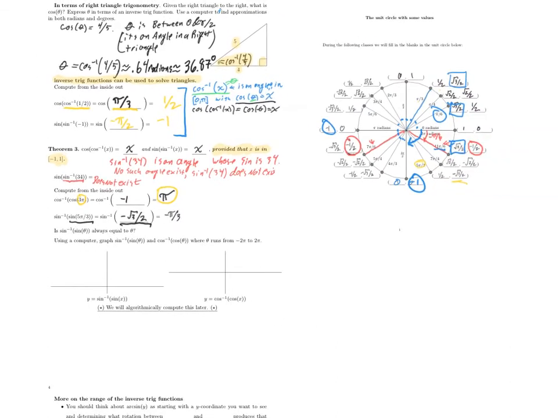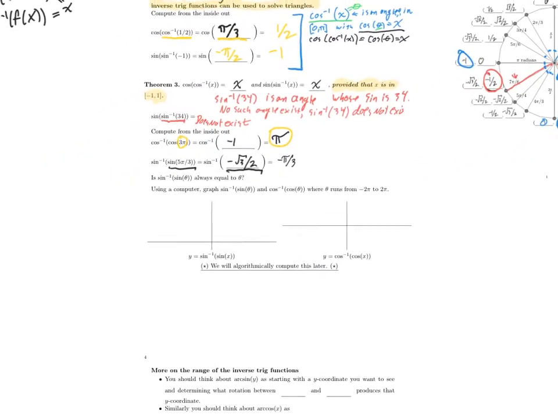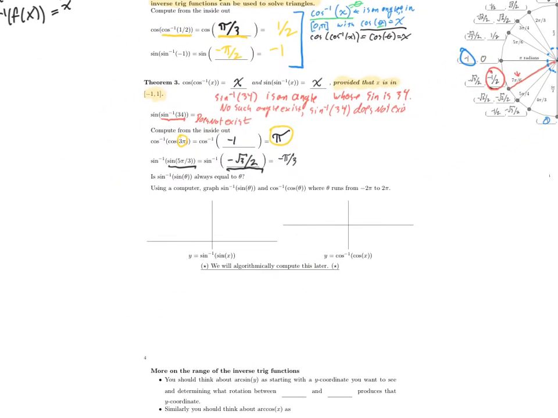Interesting. So it looks like inverse sine and sine need not always be the same. And using a computer, let's actually see that they won't always be the same. I'm going to pause for a moment.